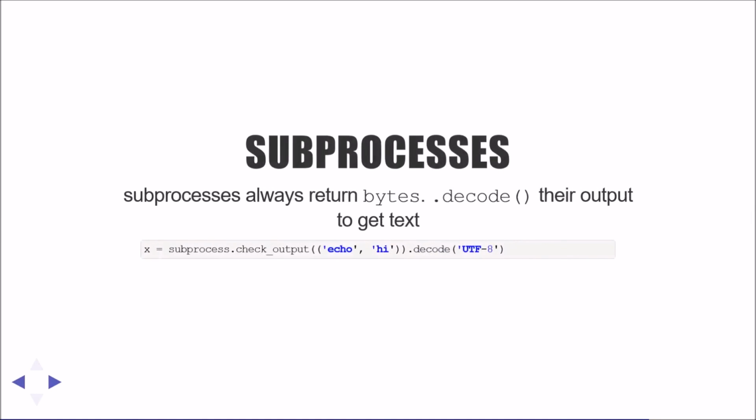Calls to subprocess always return bytes in both Python 2 and Python 3. Though you could sometimes get away with not decoding the return value of subprocess in Python 2, it's important to decode it so you deal with text.